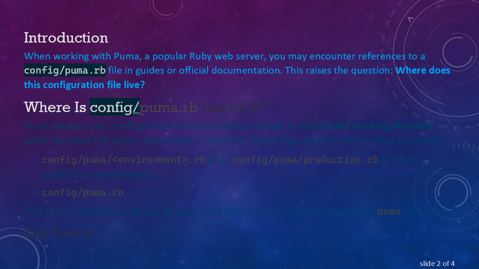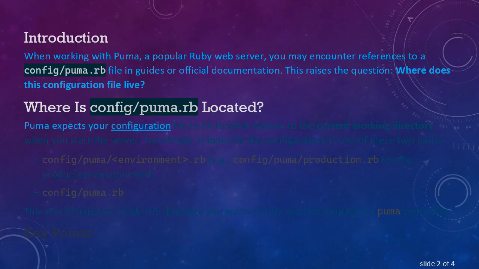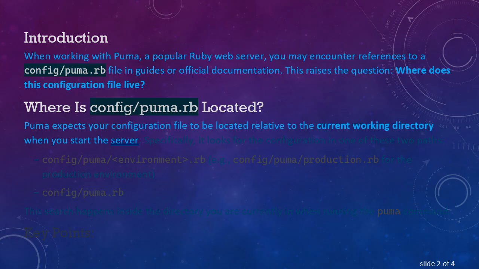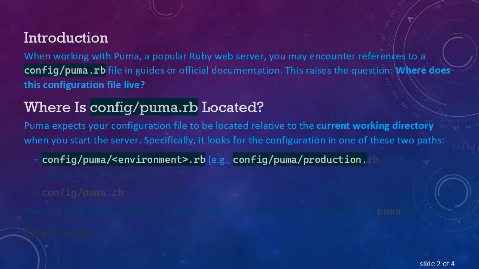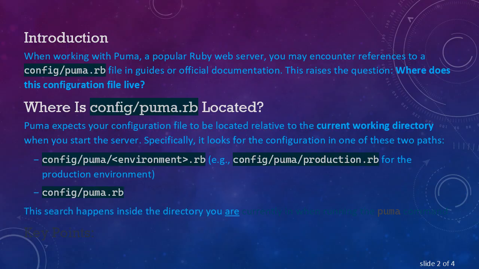Where is config/puma.rb located? Puma expects your configuration file to be located relative to the current working directory when you start the server. Specifically, it looks for the configuration in one of these two paths. config/puma/environment.rb, for example, config/puma/production.rb for the production environment. config/puma.rb. This search happens inside the directory you are currently in when running the Puma command.